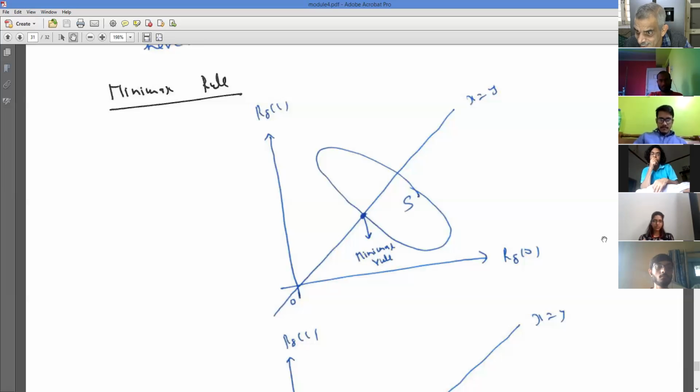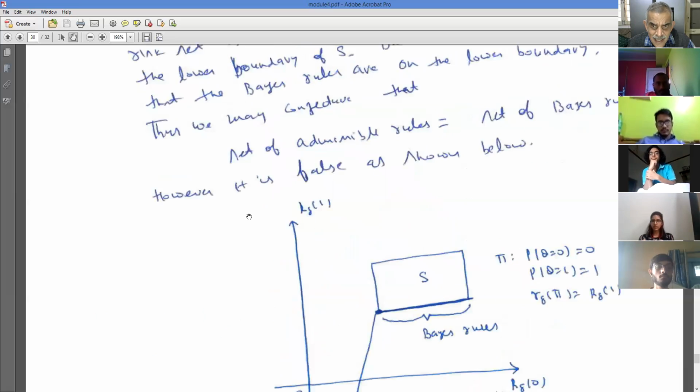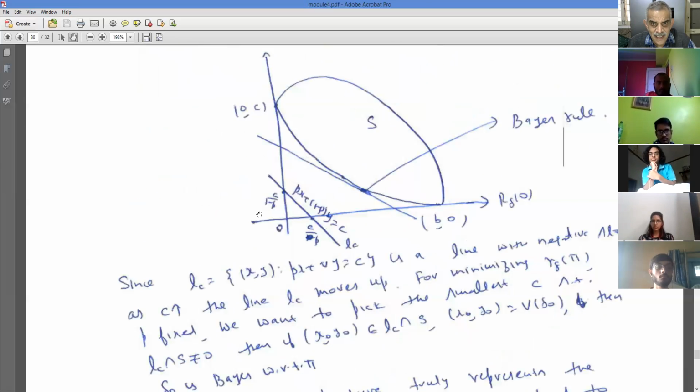What is the smallest value of C as x, y take value in S? So I consider the line Px plus 1 minus Py equal to C for a fixed constant C. It will be a line over here, a line like this. But this C is not of any use to me because there is no risk point for which Px plus 1 minus Py is C, because it doesn't touch the risk set.